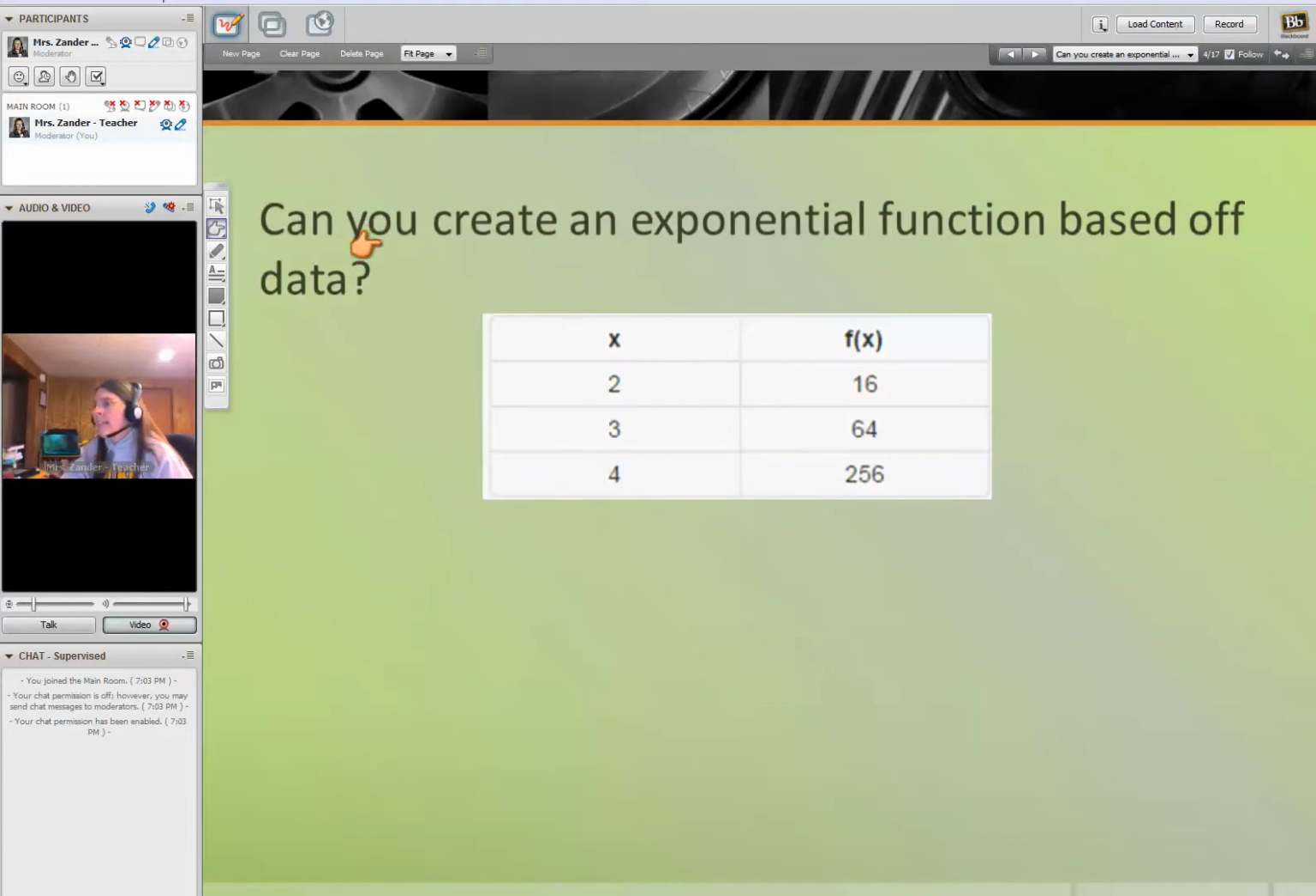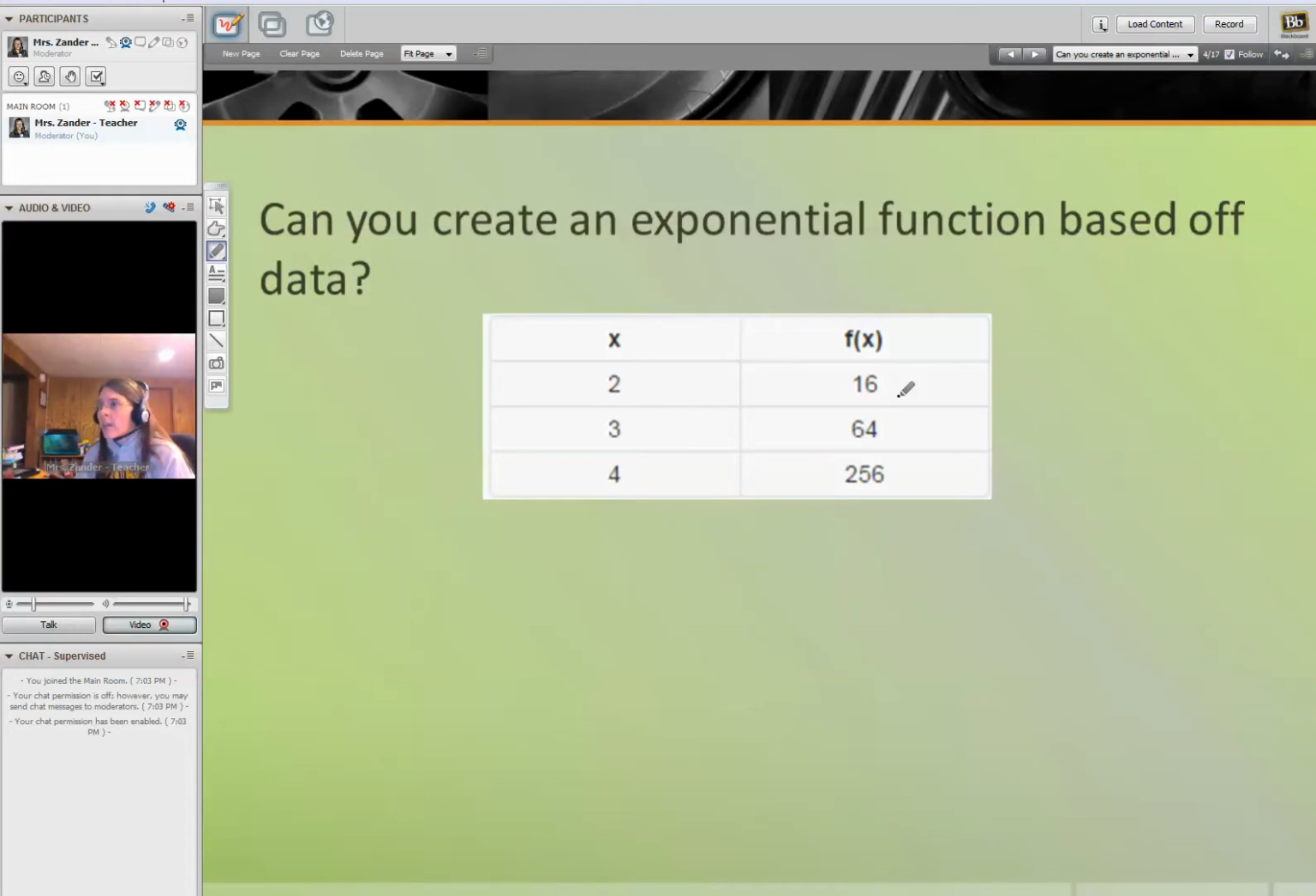All right, let's see if we can actually create an exponential function if we're just given a set of data here. So if I'm looking at my x values and my y values, and notice that this is in function notation, so it is a function, it seems to be increasing. Your x values are increasing by 1, but your y values are not increasing by a constant number. It's not like we're adding 16 each time, or we're adding 64 each time, or whatever it may be.